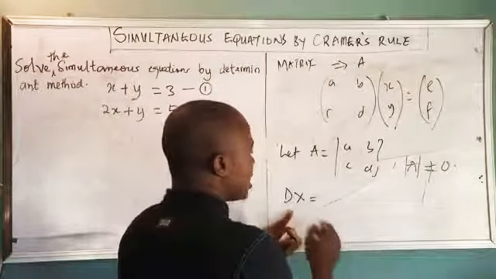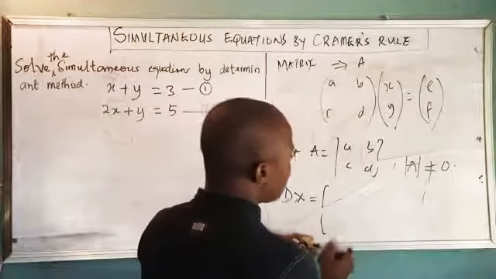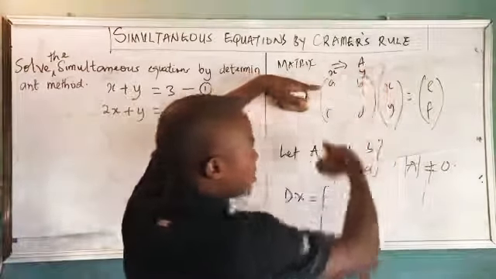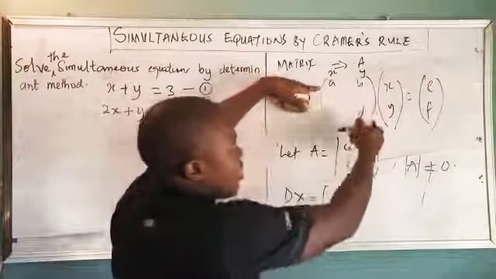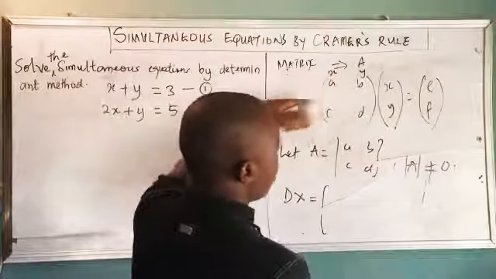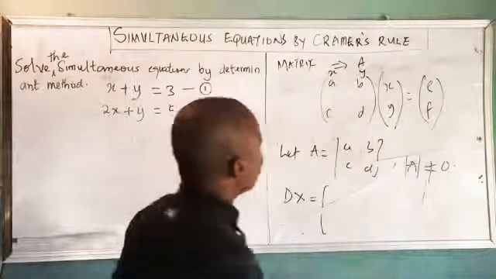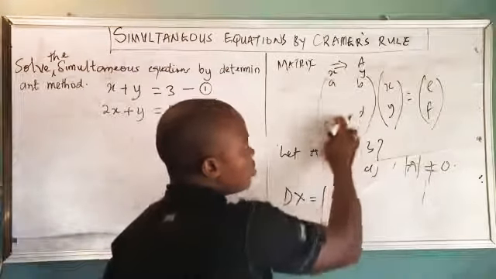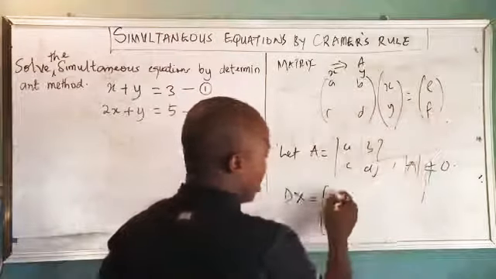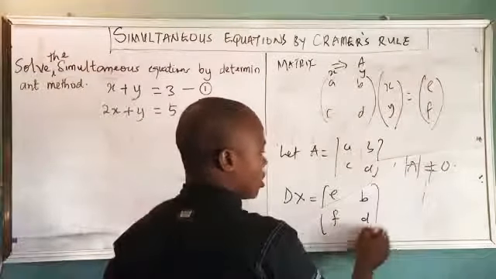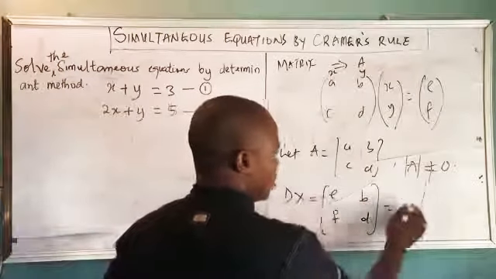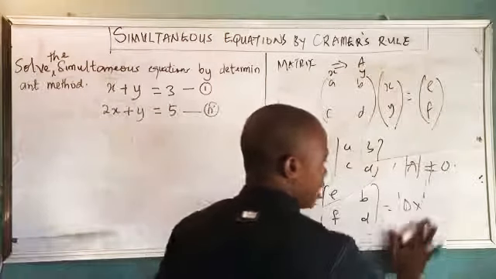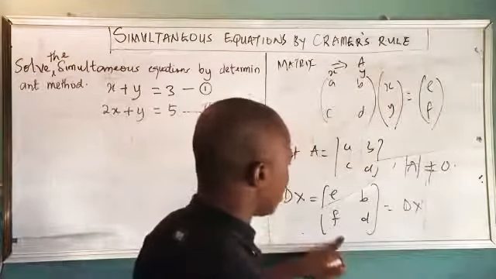The determinant of x is gotten by replacing, look at this, because we want to get, this is the x column and this is the y column. Understand? Which are the coefficients of x from the equation given. If you want to get the determinant of x, you replace this column by the constant terms. You have E, F, B, D. Understand? Then you get the determinant of this.